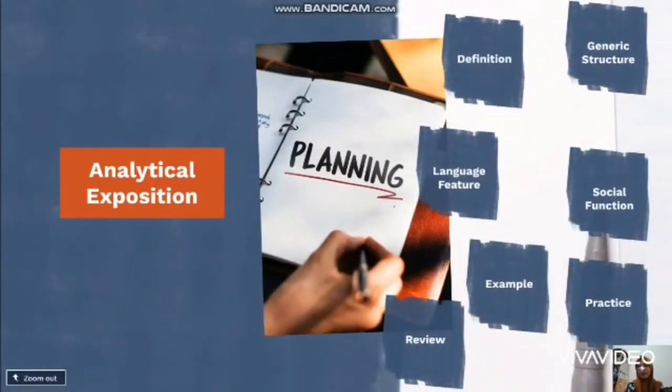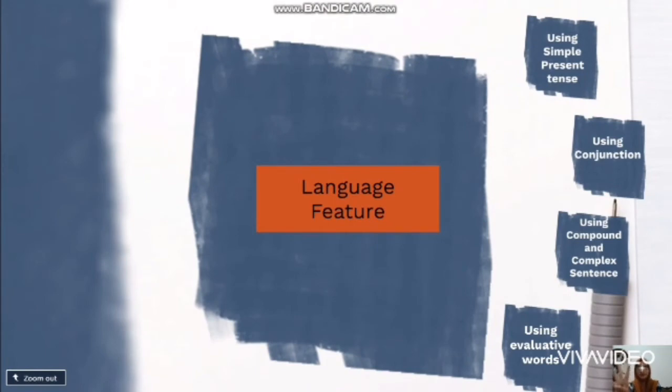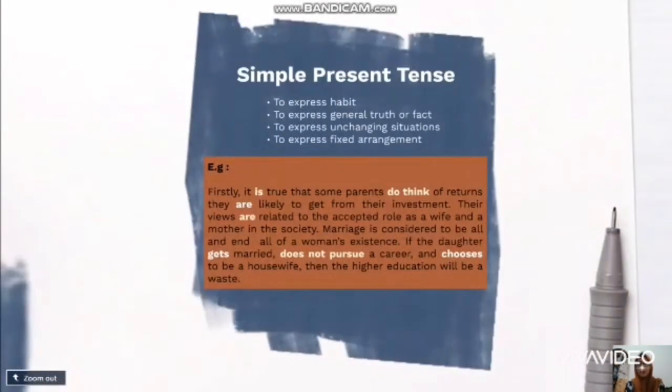Alright, now we will move on into the language features. There are 4 components of language feature of the analytical text. The first one is using simple present tense. The second one is using conjunction. The third one is using compound and complex sentence. And the last one is using evaluative words. Let's take a look one by one.